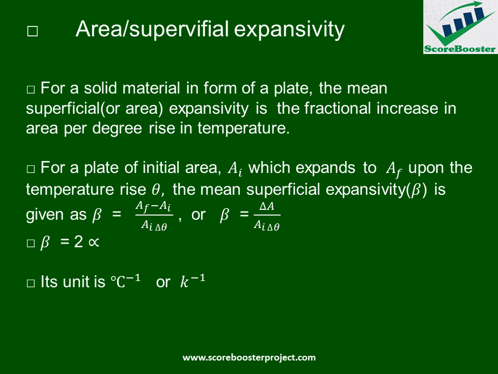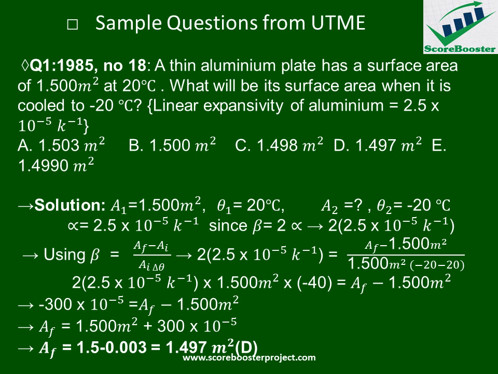Since final area minus initial area is known as delta A, then our beta can also be expressed as delta A, that is change in area, over AI times delta theta. The unit is per degree Celsius or per Kelvin. Now let's consider the sample questions from the UTME. The first question we shall be considering comes from 1985, number 18. And the question goes thus.